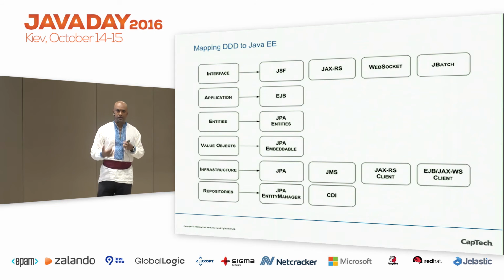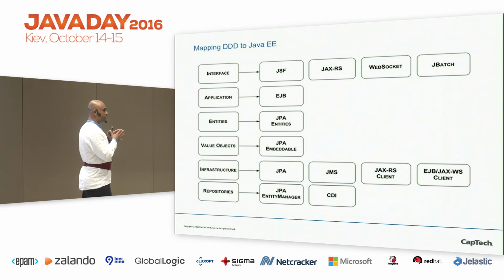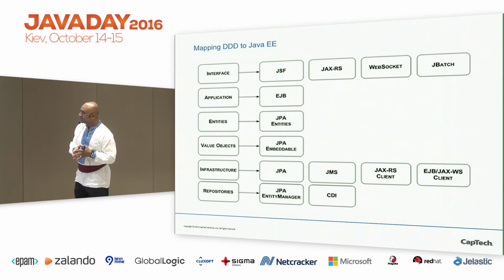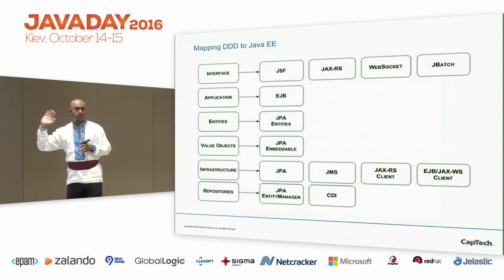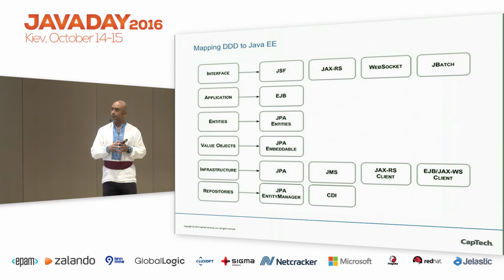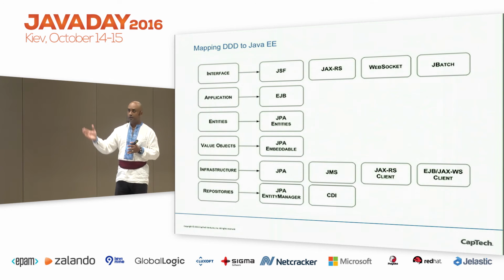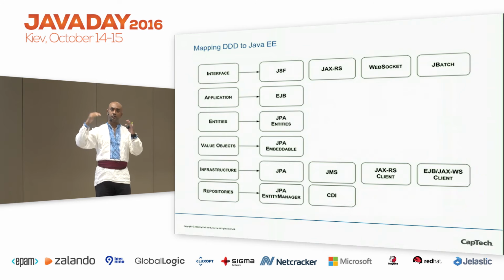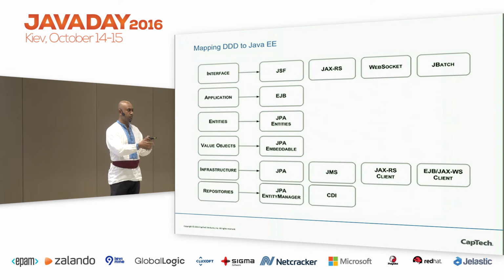All right, so now let's begin to talk about this in somewhat more concrete terms. And I think this will begin to give you the applied part of it. So, technologies that you would generally use in the interface layer: obviously JSF is one, JAX-RS is another that we talked about. Things like WebSocket, things like JBatch, all of these belong in the interface layer. These are interacting with some external system. These are triggers for your domain model, if you want to think about it that way.